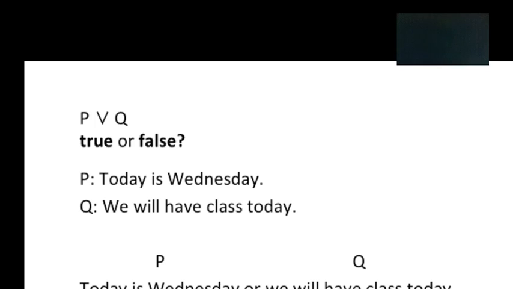It has 3 truths down the third column and then a false at the end. In other words, the only way the or statement can be false is if both of the original ones are false. The and statement, the only way the and statement can be true is if both original ones are true. So they're sort of opposites of each other.